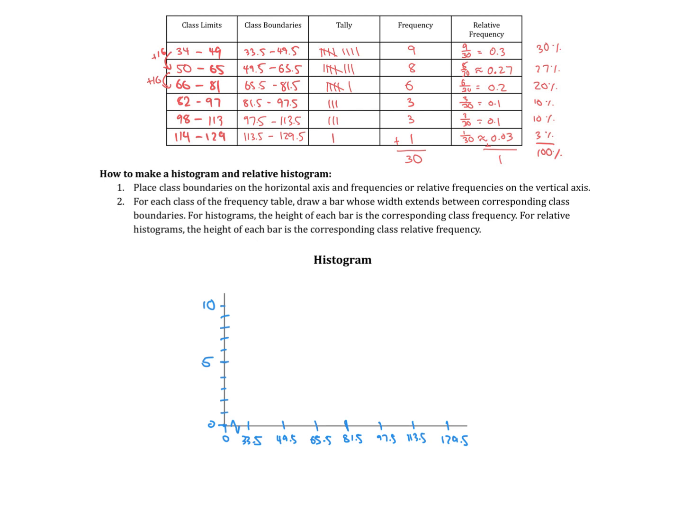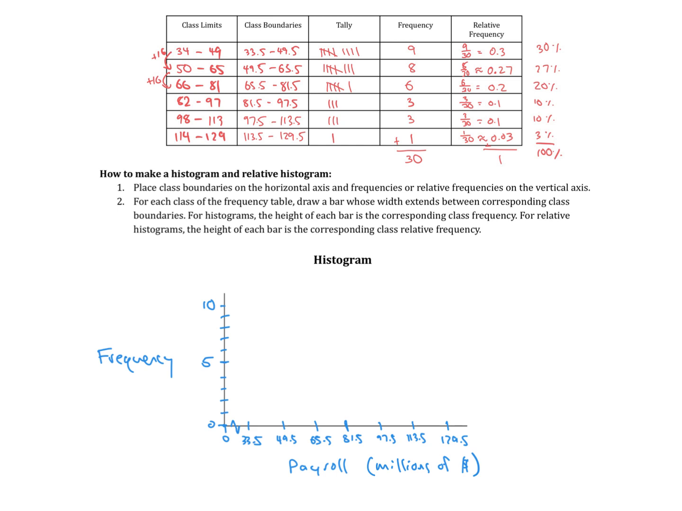And then I'm going to label my axes. This is frequency. And on the bottom, those class boundaries represent the salaries of the payroll in millions of dollars for those teams. So payroll in millions of dollars. Now I'm going to make my bars, and each bar is going to extend from one class boundary to the next and go to the height of the correct frequency.